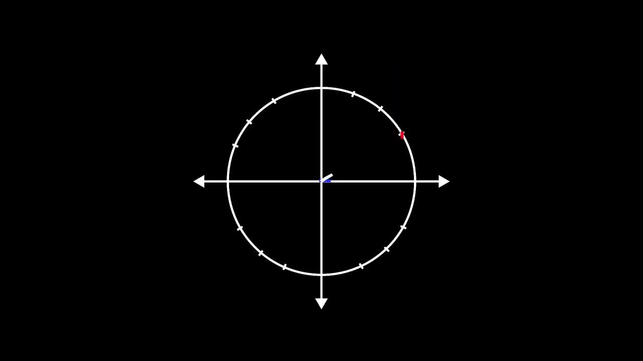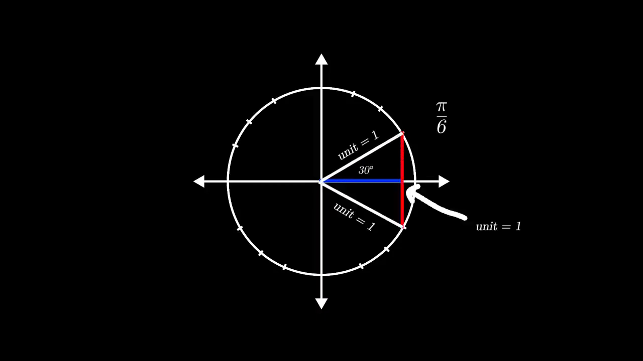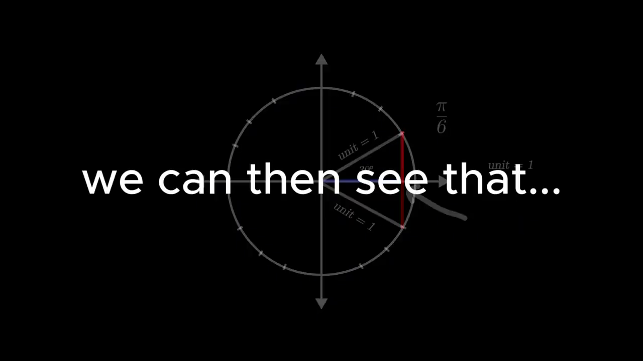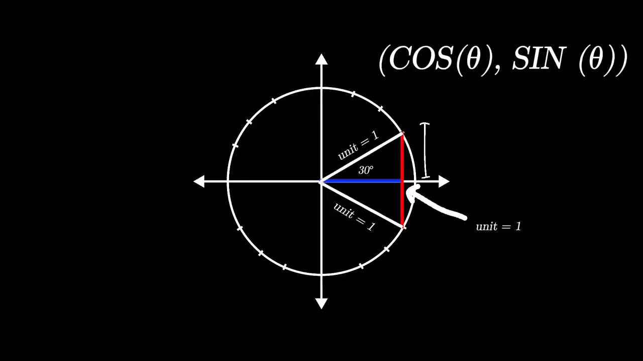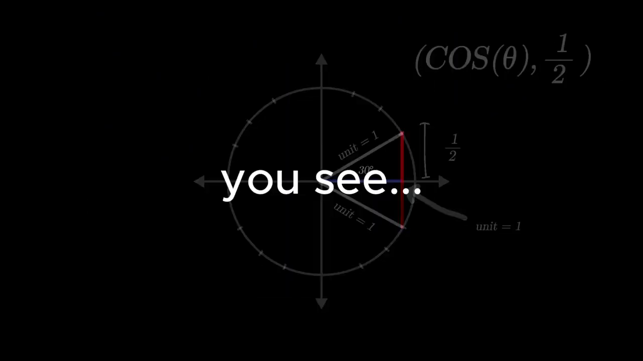Turns out, if we draw a right triangle with a 30-degree angle, or pi over 6 radians, then draw a mirror image triangle below it, we can see that the length of the original line, aka the y coordinate, aka sin theta, equals 1 over 2. You see, there's a pattern here.